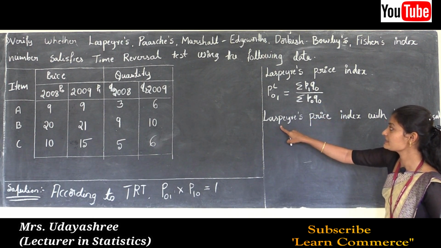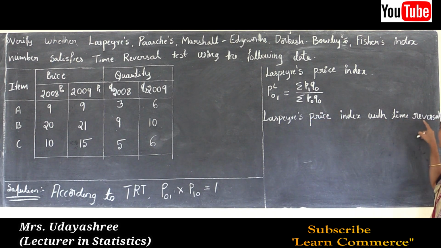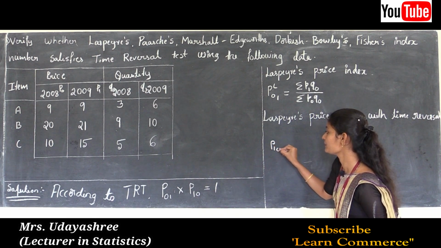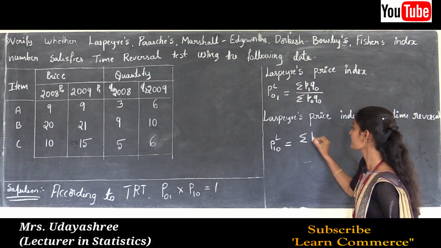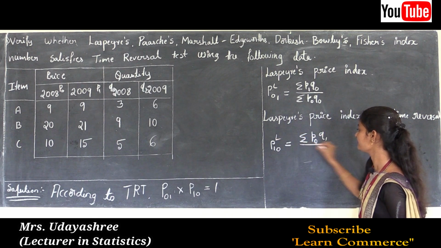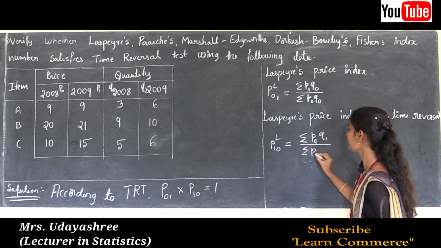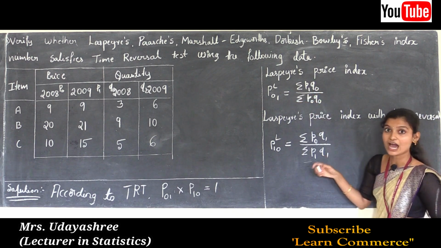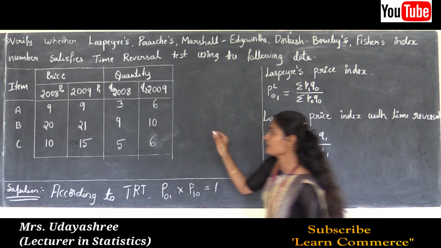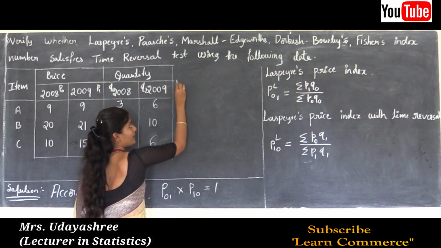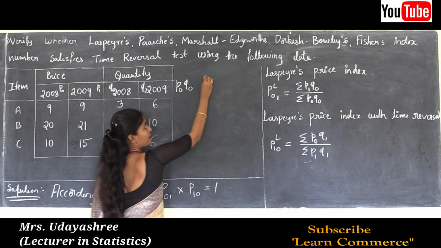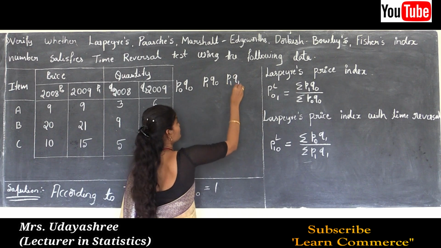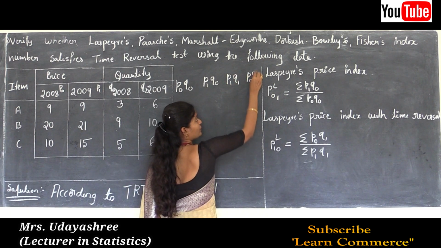Next let us see Laspeyres price index number with time reversal, that is P10, this is equal to summation P naught Q1 divided by summation P1 Q1. See here, using these terms we have to generate next four columns, that is P naught Q naught, P1 Q naught, P1 Q1, next P naught Q1.